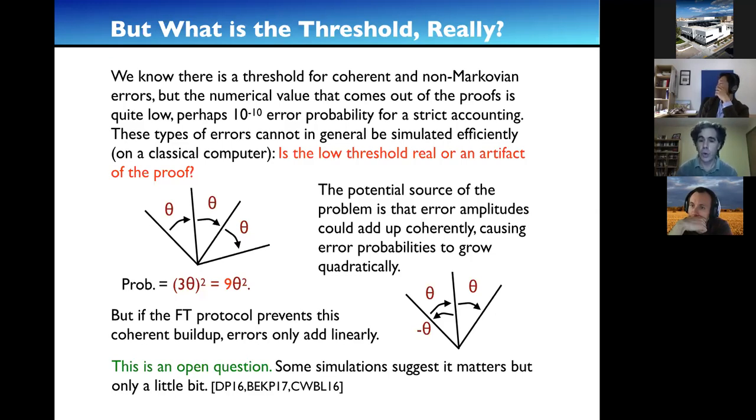But it's really an open question what the actual value of the threshold is, numerical value, for coherent errors. So there have been some simulations, but it's difficult to do simulations for general quantum errors. And so the question is not really settled. And right now it looks like the threshold for coherent errors might be a little bit lower than it is for stochastic errors like the depolarizing channel, but maybe not dramatically lower. So that's another thing that I think we'll get a better understanding of as the 21st century goes on.